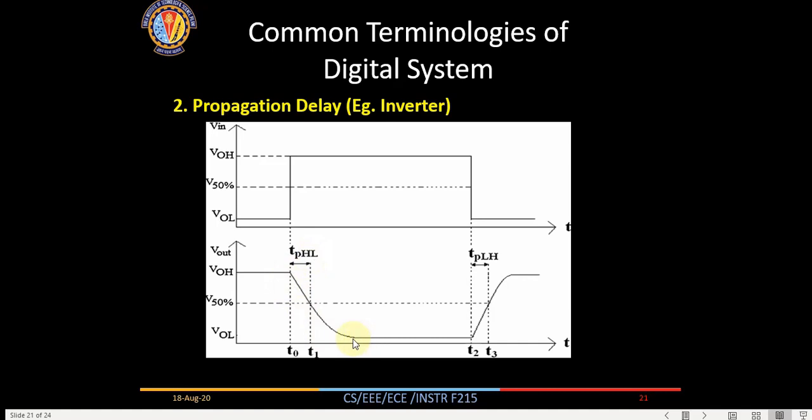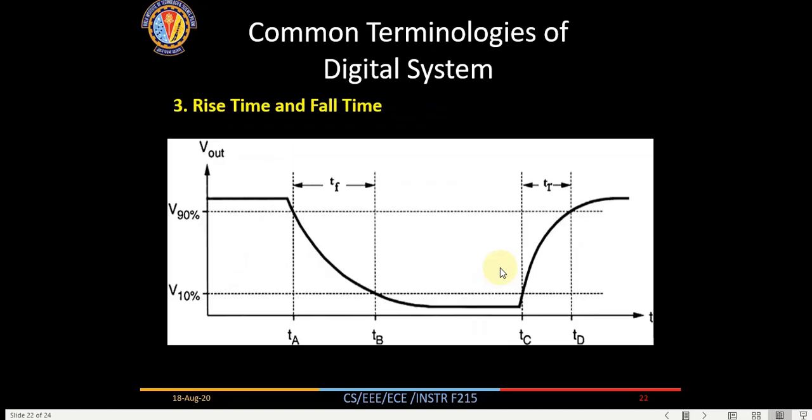One terminology we generally use is the propagation delay high to low. When the signal is going from high to low, it is the time from when the input signal has reached 50% till the time the output has reached 50%. So T1 minus T0 is known as the propagation delay. Similarly, here the signal has gone low at T2, so whenever the input goes to 50%, that is reflected as T2 here. When the output has reached 50%, that is T3. So T3 minus T2 is known as the propagation delay, low to high.